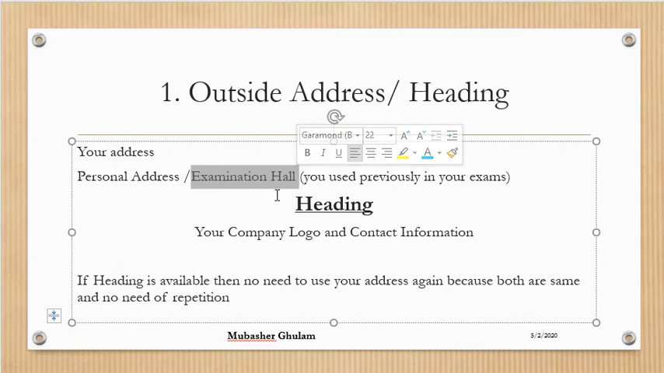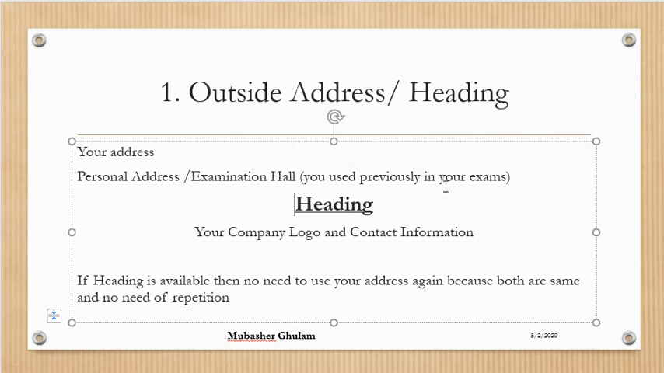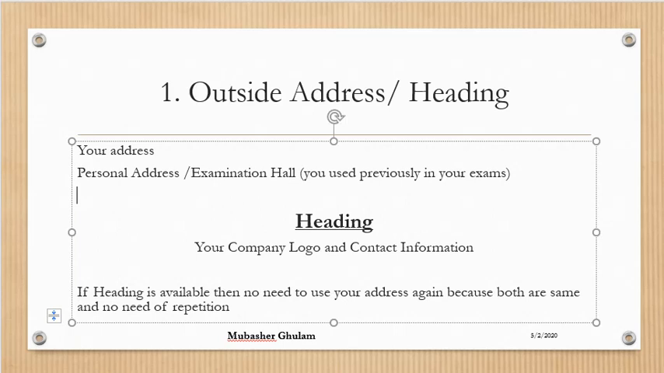Now if you are part of any company or organization, and you are writing a business letter, then you can put the address ABCD over there, whatever the address is. One way of writing the outside address is this one.